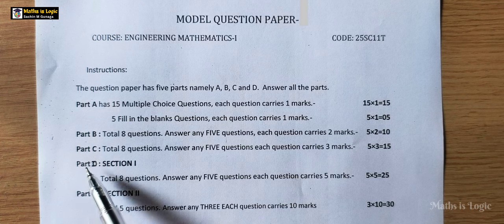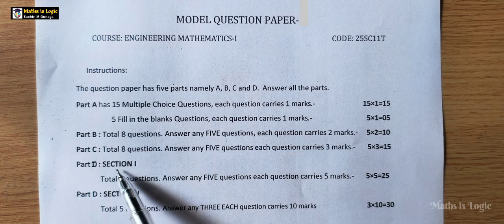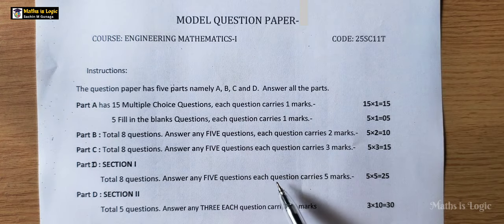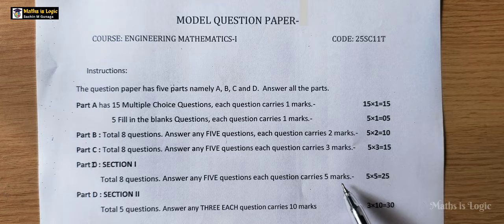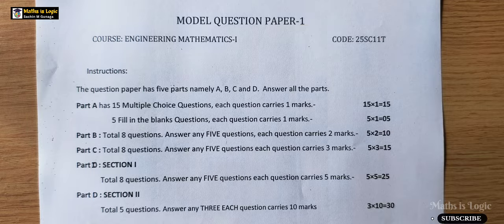Next, part D. This part D is having 2 sections, section 1 as well as section 2. In section 1, total 8 questions will be there. In these 8 questions, answer any 5 questions. Each question carries 5 marks. Section 2, total 5 questions. In these 5 questions, answer any 3 questions. Each question carries 10 marks.